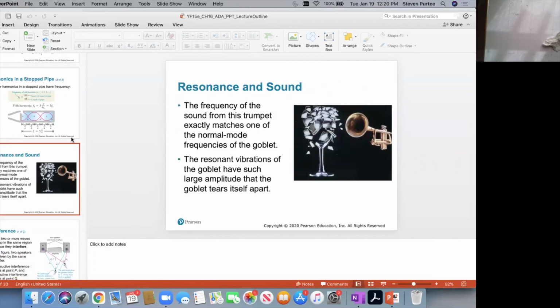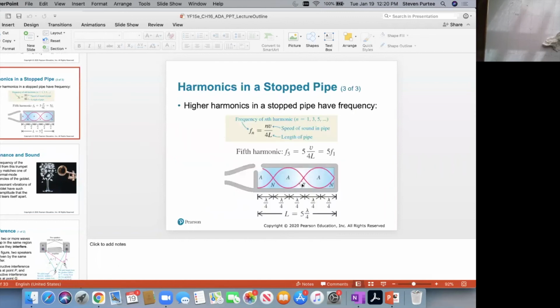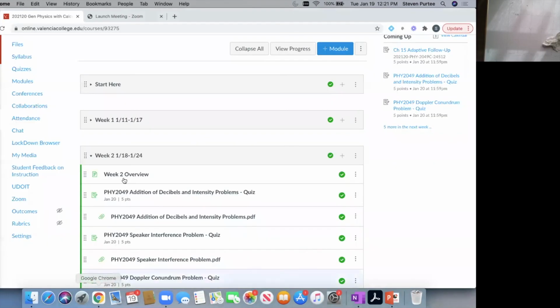Resonance is cool though. I'm not going to ask you any questions about it, but it is pretty cool that if you have some kind of closed system and you pump in standing waves, waves that fit into it perfectly, then those waves will resonate. They'll cause the object to vibrate. And if you put enough energy in, you can actually cause the object to explode.